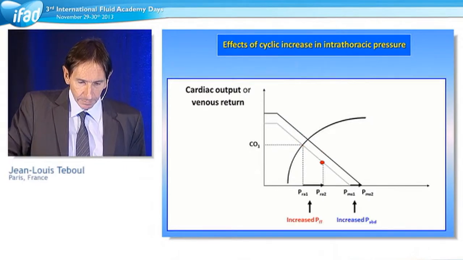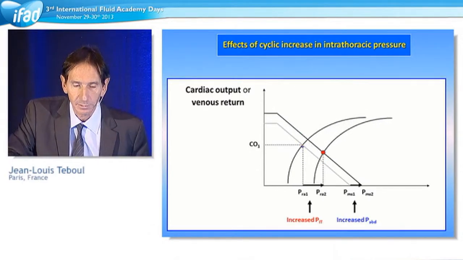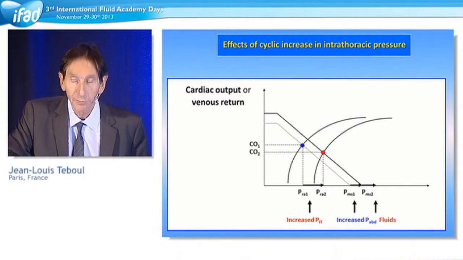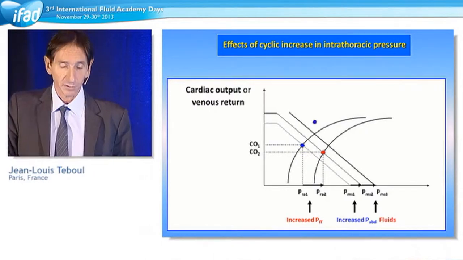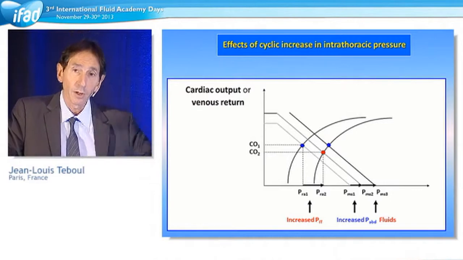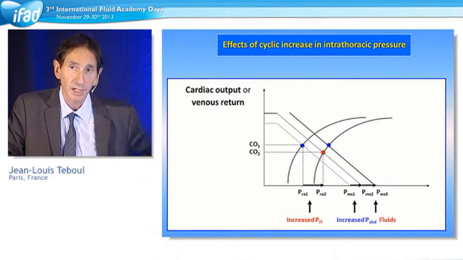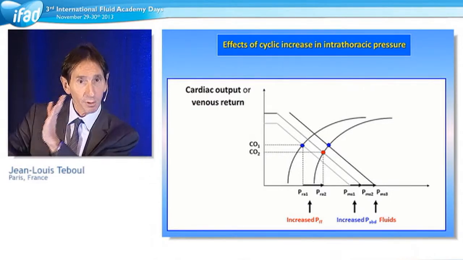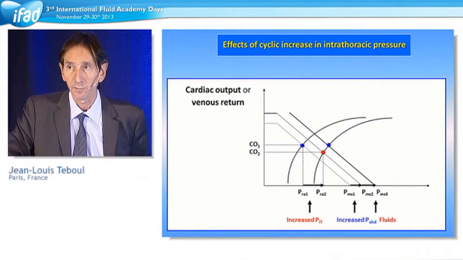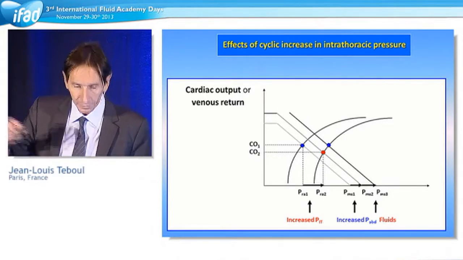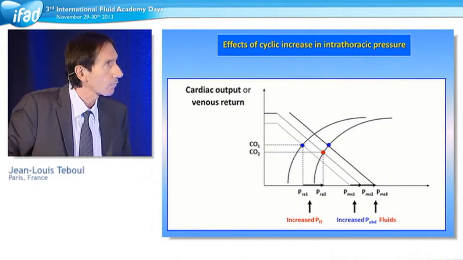Okay, the same. If you give fluid to these patients, you should have an improvement in cardiac output because you shift again the venous return curve to the right, and you increase the mean systemic pressure. Okay.